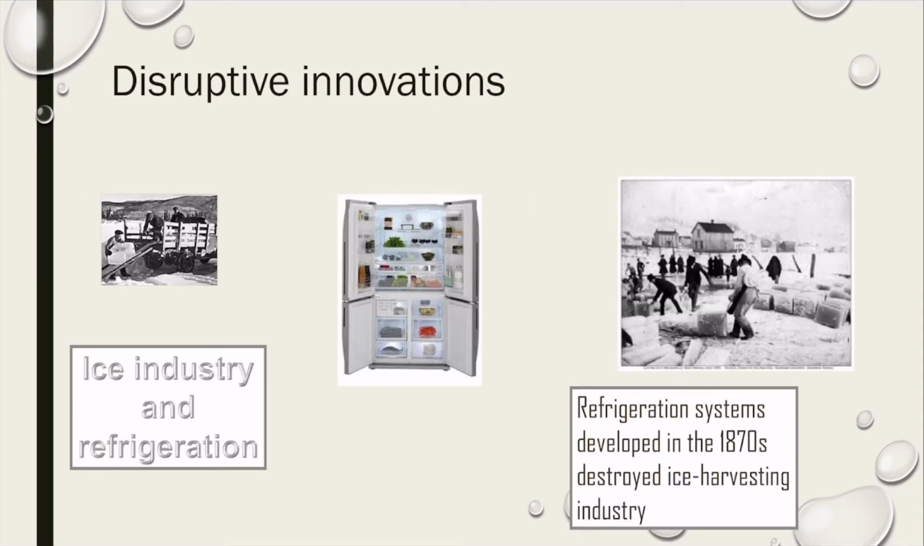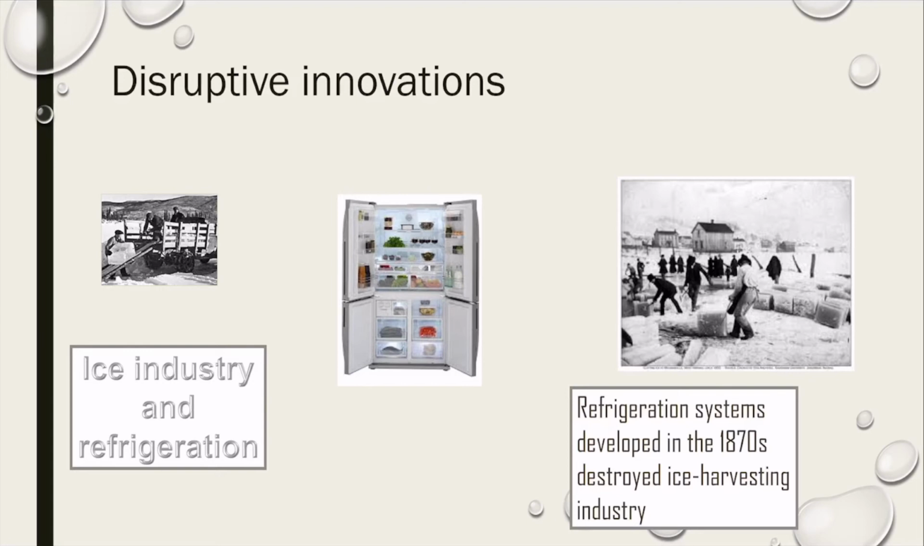Here's an example of it. This is the ice industry and refrigeration. The ice industry was the way to go. And if you see here in this little picture, people would, of course, harvest the ice and cut it in blocks, and a delivery man would bring it around to all the houses. That was, I imagine, a slow and complex process of being able to get all that ice out to the people.